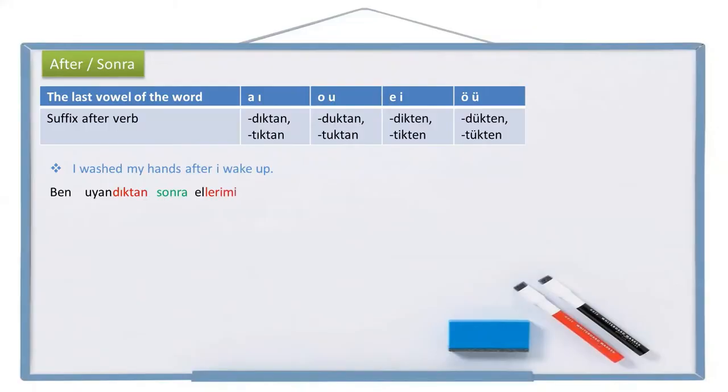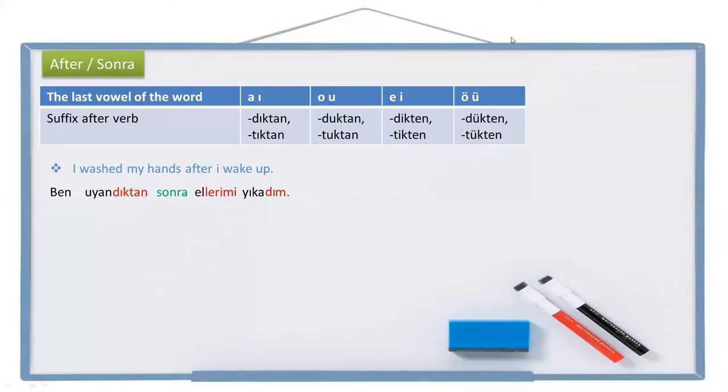So I need the accusative suffix, ellerimi. What did I do? Washed. Yıka, washed, yıkadı. I washed, yıkadım. I washed my hands after I wake up. Ben uyandıktan sonra ellerimi yıkadım.